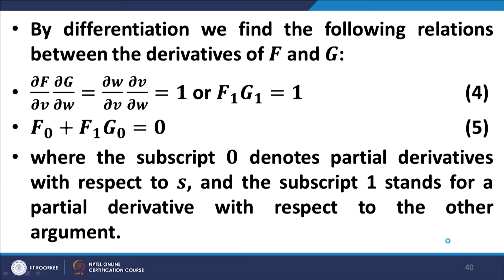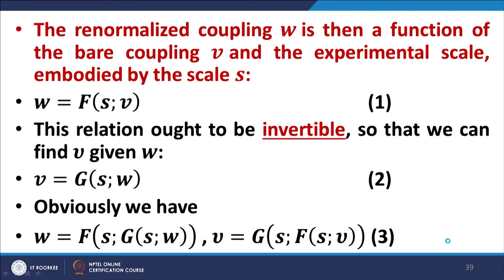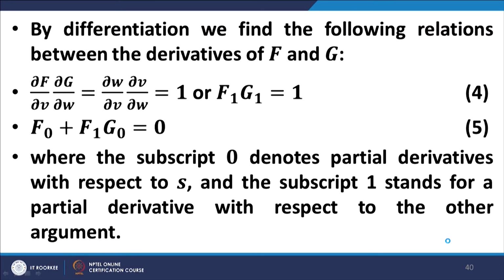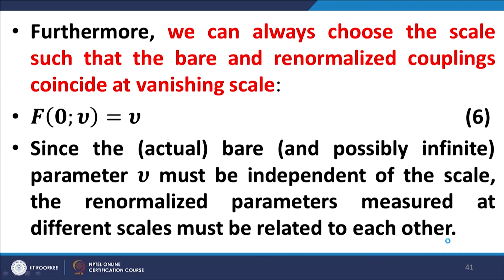For example, F depends on two parameters S and V. So, when I write F1, it is the derivative of F with respect to V, and when I write F0, it is the derivative of F with respect to S. Now, we can choose the scale such that the bare and renormalized couplings coincide when the scale is 0.